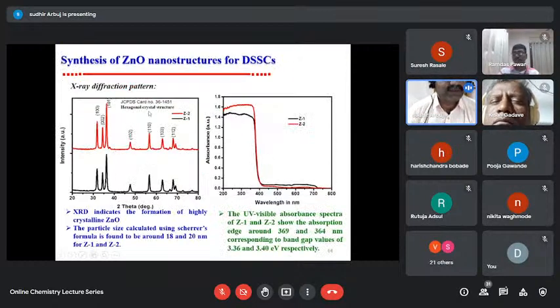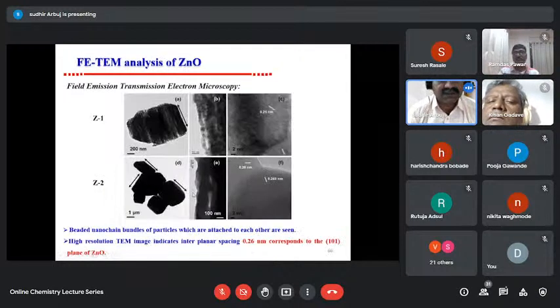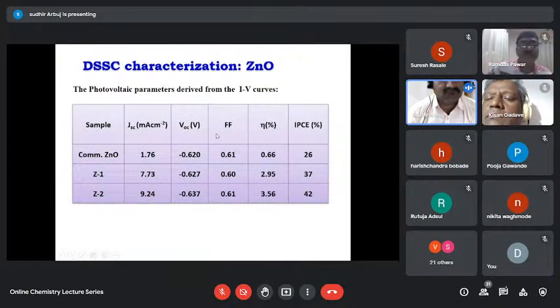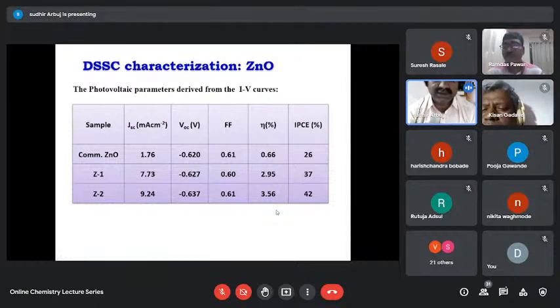So further, what we did, we prepared zinc oxide nanomaterial with varying concentration of capping agent. So here what we observe, some rod-like structure is formed. This is the TEM image, and this is the solar cell fabricated using this prepared material. So commercial zinc oxide is giving an efficiency of 0.66. Zinc oxide prepared with capping, without capping, its efficiency is around 3.56. It's almost 5 to 6 times efficiency enhancement. You see the effect of material synthesis, how it enhances the efficiency of a solar cell.